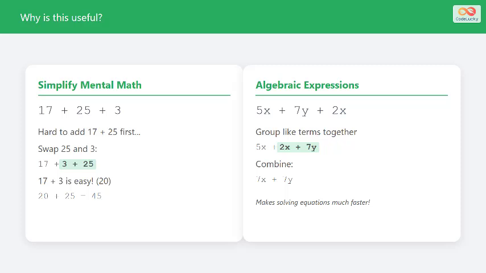Why is this useful? It makes mental math much easier. Look at the problem 17 plus 25 plus 3. Adding 17 and 25 in your head is tricky, but using the commutative property, we can swap the 25 and the 3. Now we have 17 plus 3, which is 20. Adding the 25 to that gives us 45. We can also use this in algebra to group like terms, such as moving x terms together to simplify expressions.